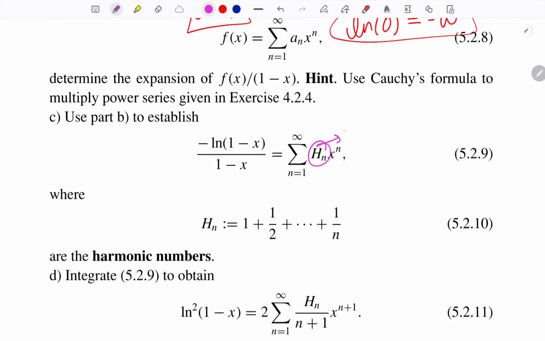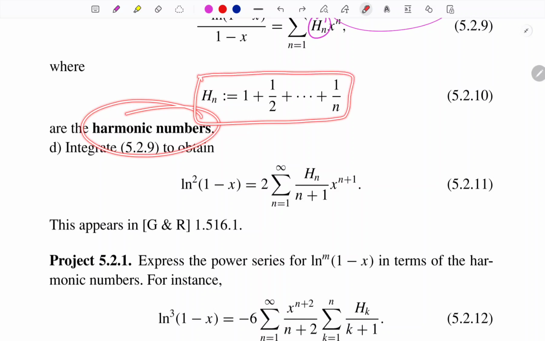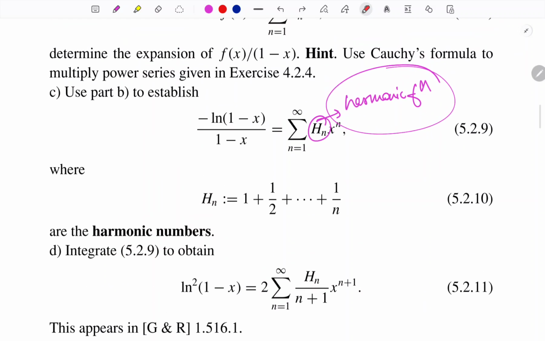As far as my knowledge goes, this represents the harmonic function, and I don't have a lot of knowledge about this. I'm really sorry. Here you can check it out. And this thing is what? H of n.